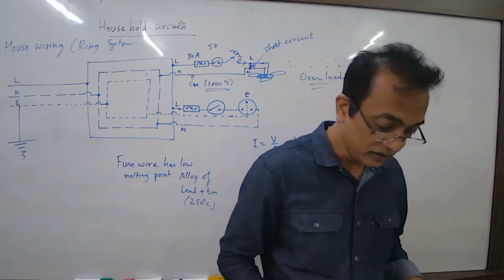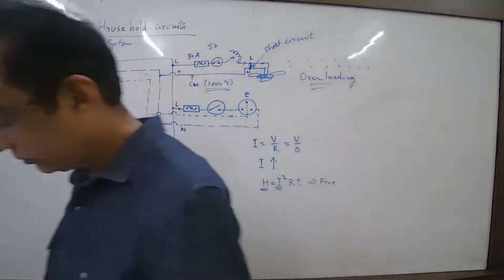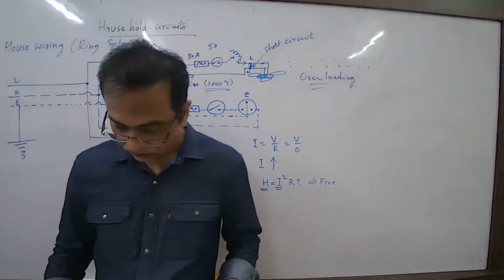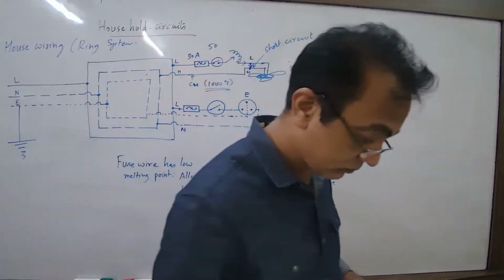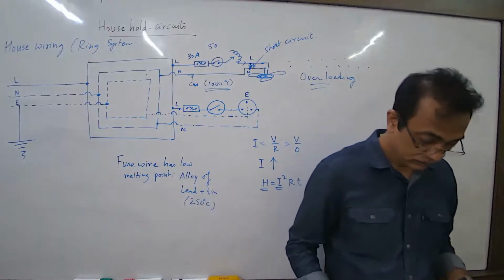Advantages of the ring system. The ring system has the following 4 advantages. In the ring system, the current from mains can reach an individual appliance through 2 separate paths.